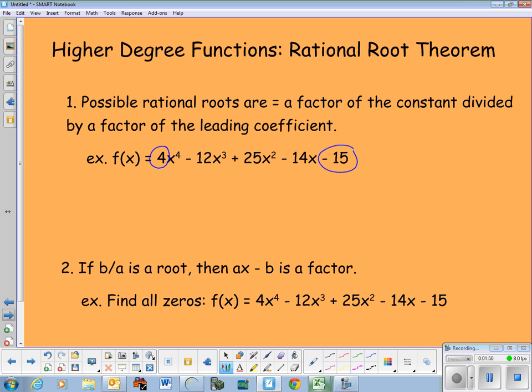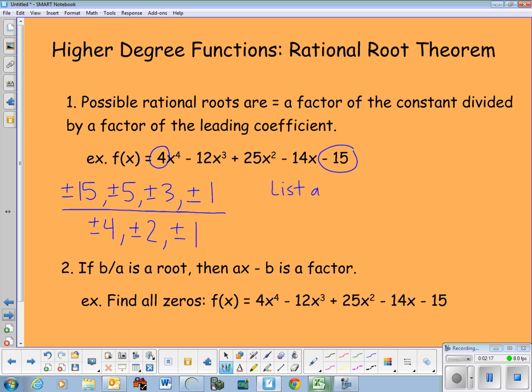So start by just, on a big fraction bar, list all the factors of 15, including the negatives. Plus or minus 15, plus or minus 5, 3, and 1. And then below that, list all possible factors of 4, 2, and 1. So the answer to that question, list all possible, is going to be a big long list of plus or minus numbers that are some combination of one of these on top divided by one of these on the bottom.